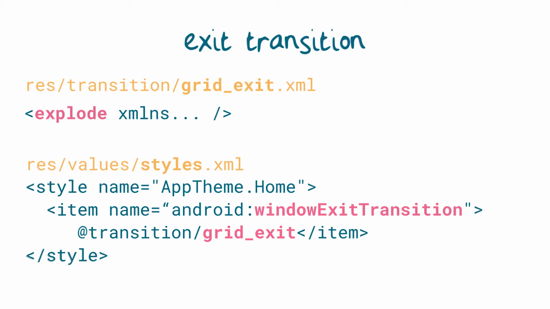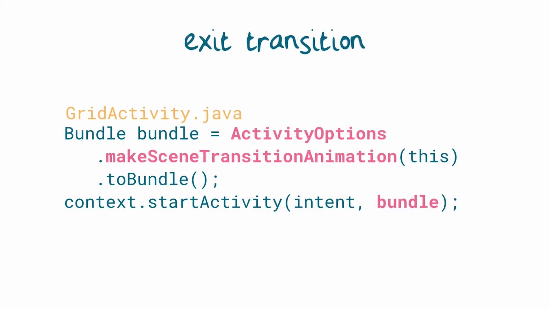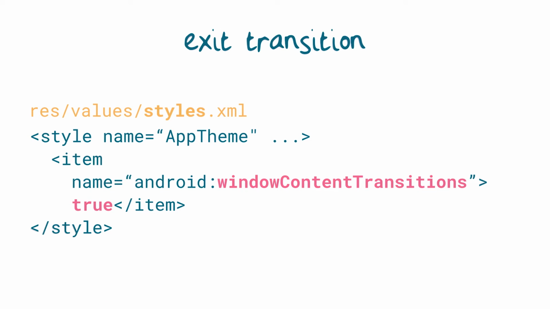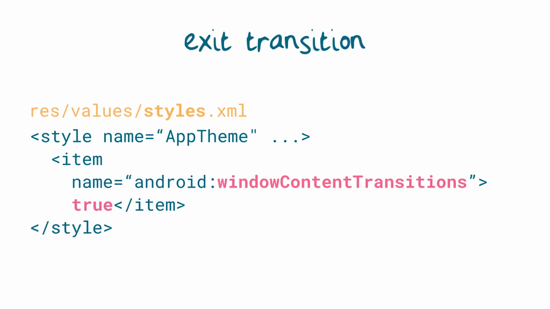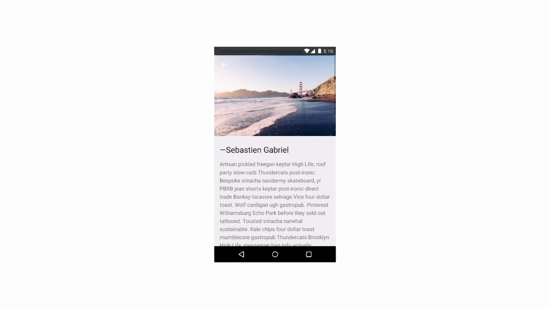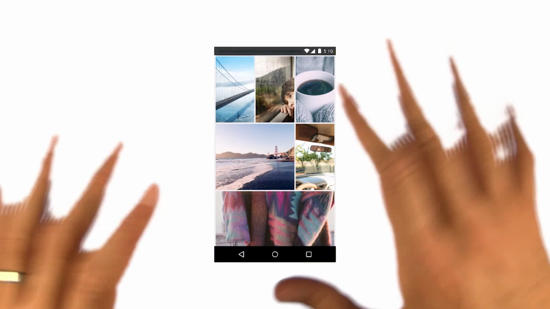Lastly, there are a couple of things we need to do to enable activity content transitions. First, we'll need to alter our call to start activity to use this variant, which takes a bundle. We'll go into this bundle a bit shortly. Next, we might need to set the window content transitions flag to true on your application's theme. If you're already inheriting from a material theme or AppCompat, then this will automatically be set for you. Okay, so now that we've done that, here's how it looks. Not too bad. We see that the views move outwards as we move onto the detail screen.